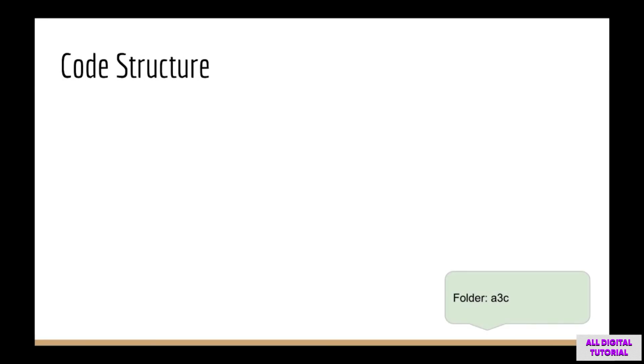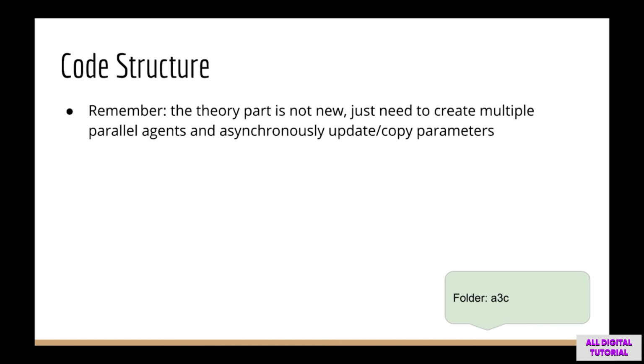In the rest of this lecture, we're going to discuss how the code is going to be structured. Remember that the actual algorithm we'll be using is nothing new. It's just the same old advantage actor critic that we saw before. The difference now is that we want to have concurrent agents that asynchronously copy and update their parameters. So the way the code is structured is this.